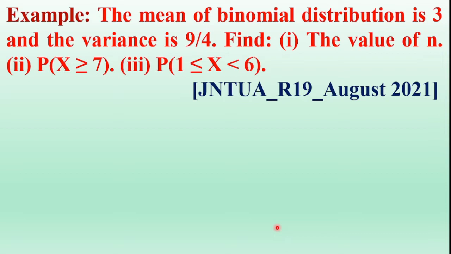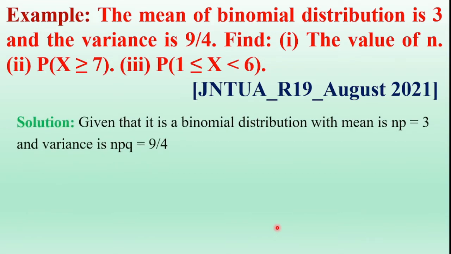In this video, I am going to discuss one more example of a binomial distributed random variable, and this is a previous examination question. The example is: the mean of a binomial distribution is 3 and the variance is 9 by 4. Find the value of n, the probability of x greater than or equal to 7, and P of 1 less than or equal to x less than 6.